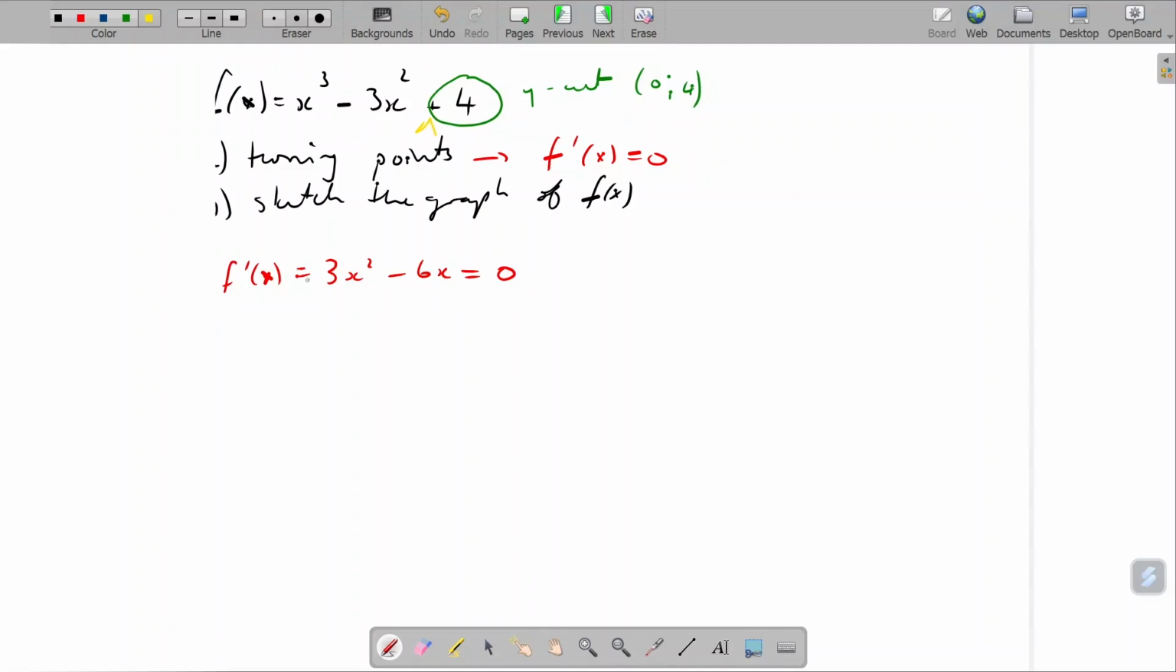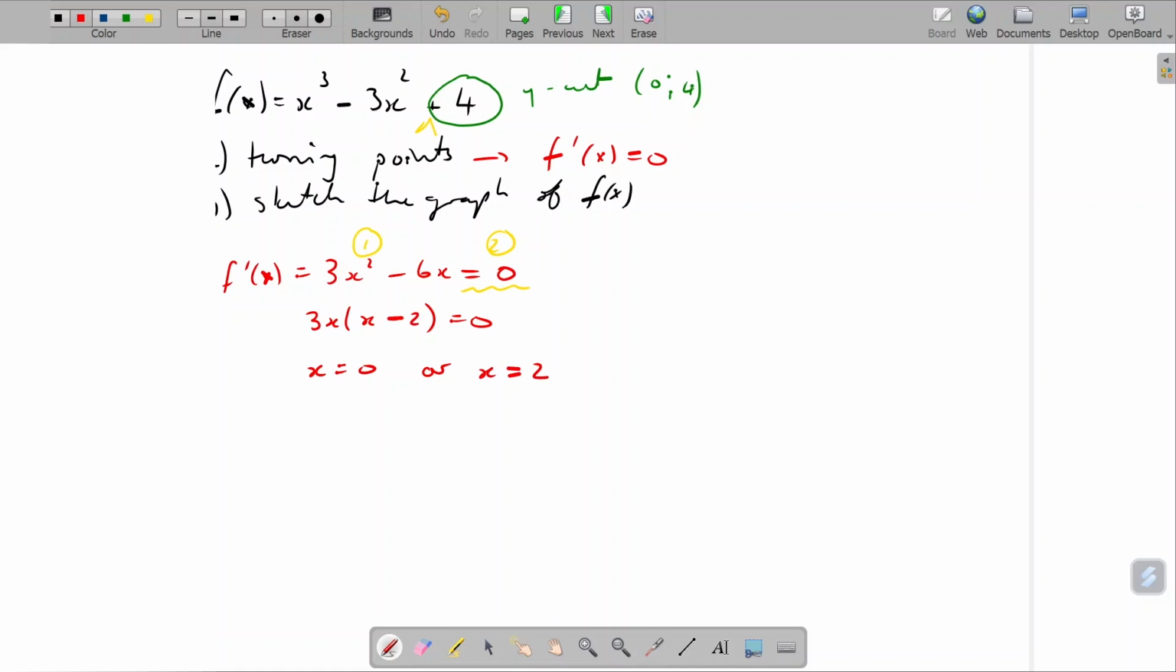So even though we've just done it quite quickly, there were actually 2 parts to this question. One was to find the derivative, and the second part was to make it equal to 0. To solve this is not overly difficult. We're going to get a common factor of 3x, and 3x(x minus 2) equals 0. So one of the stationary points is going to be at x equals 0, and the other one is going to be at x equals 2.